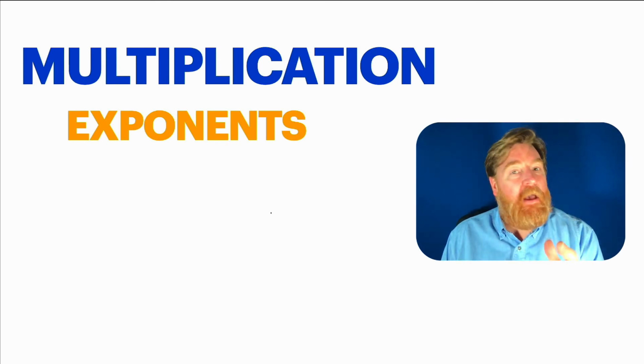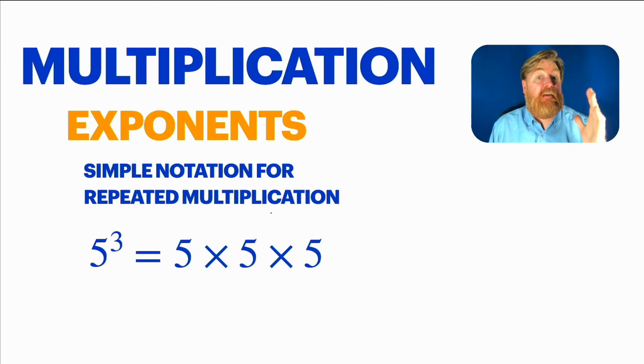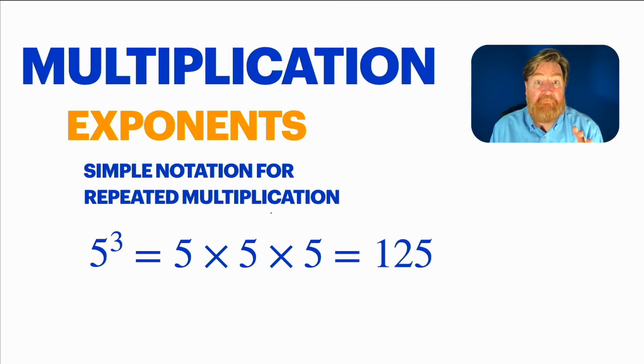Exponents. Exponents, as you probably know, are the notation that we use for repeated multiplication. It's very simple. So if you have 5 to the third, you guys know that that just means 5 times 5 times 5, 3 5s multiplied. And that just gives us 125. Nothing to it. All right, so it's a space saver. It's a really cool notation for that repeated multiplication.